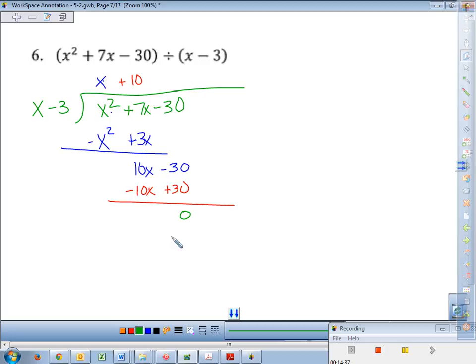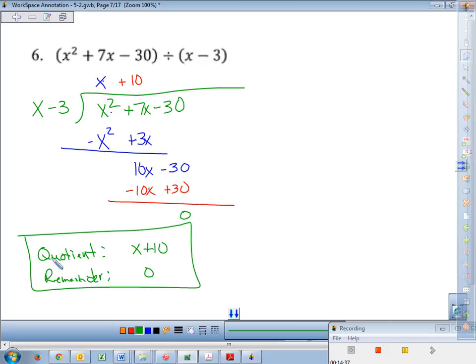Okay? So then we got to write it out. Quotient. What's our quotient? X plus 10. And our remainder. This is how it's going to be on your homework too. Like, got to write this out. Quotient is this. Remainder is that.